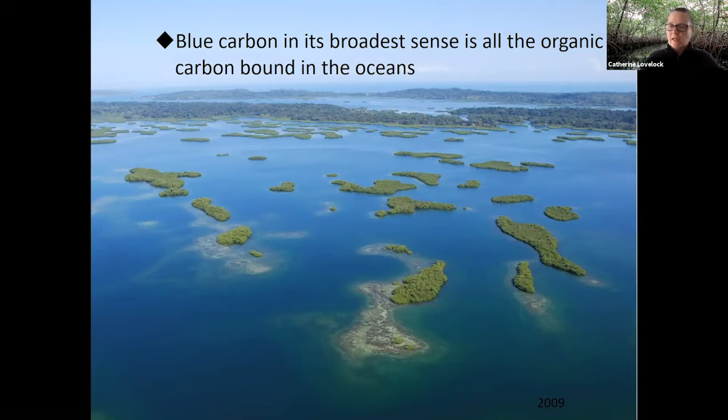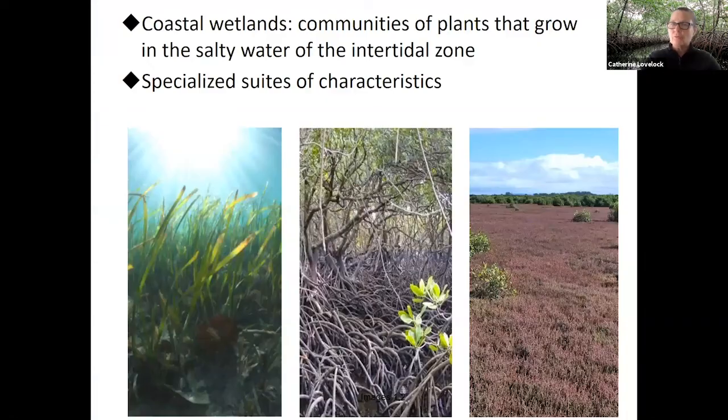So it is a marketing term, really, if you like, but it really is to try and focus people's attention on how important these ecosystems are, and particularly coastal ecosystems. So while blue carbon is all the carbon in the ocean, we really focus on these three systems, which is seagrass, mangroves, and salt marshes or tidal marshes.